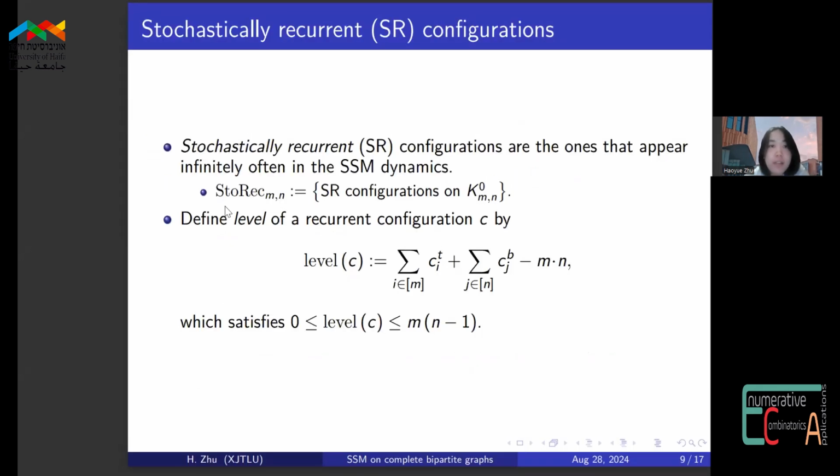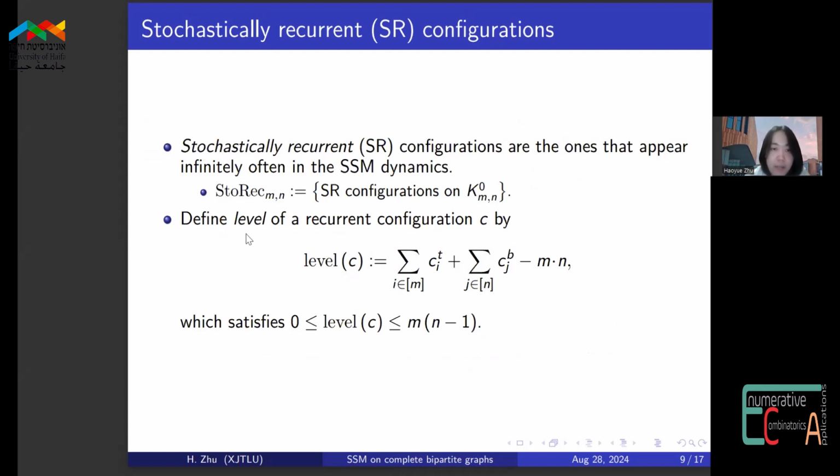Okay, so here we have one special type of configurations. We call them stochastically recurrent configurations. That means in the stochastic sandpile model dynamics, we can find one type of configurations that can appear infinitely often in this dynamics, so we call them stochastically recurrent. We also use SRAC(m,n) to denote the set of SR configurations.